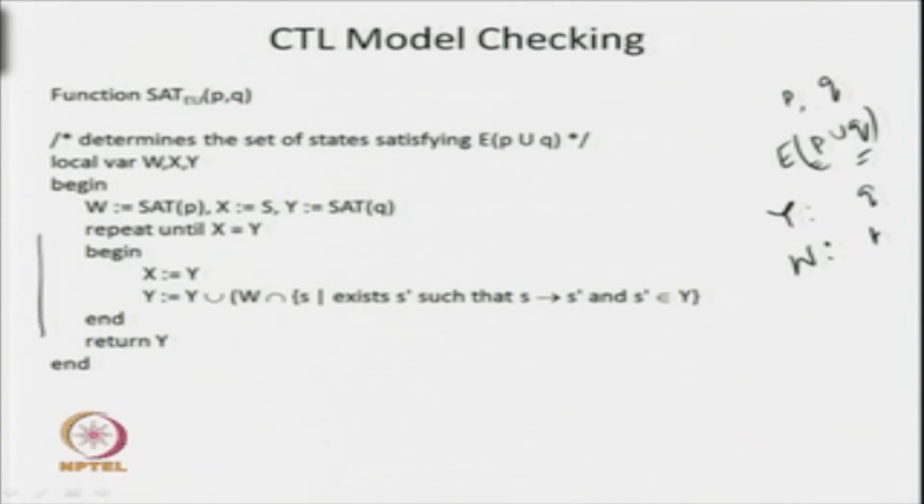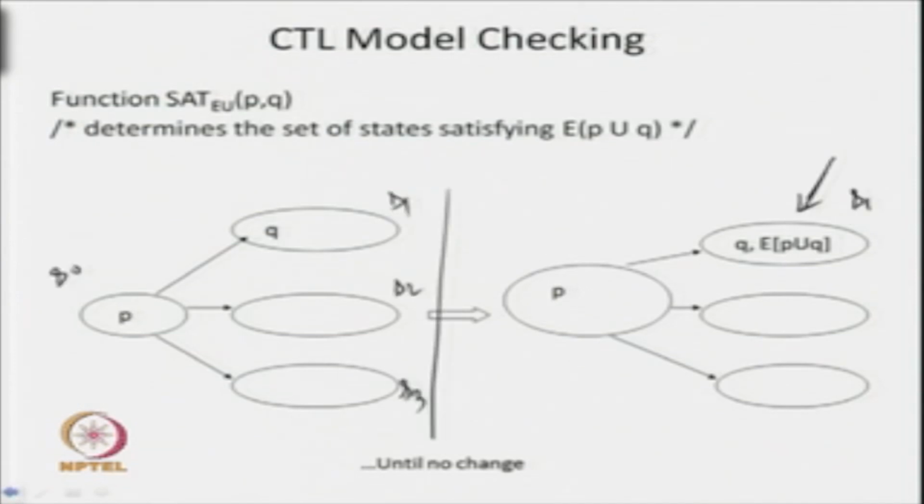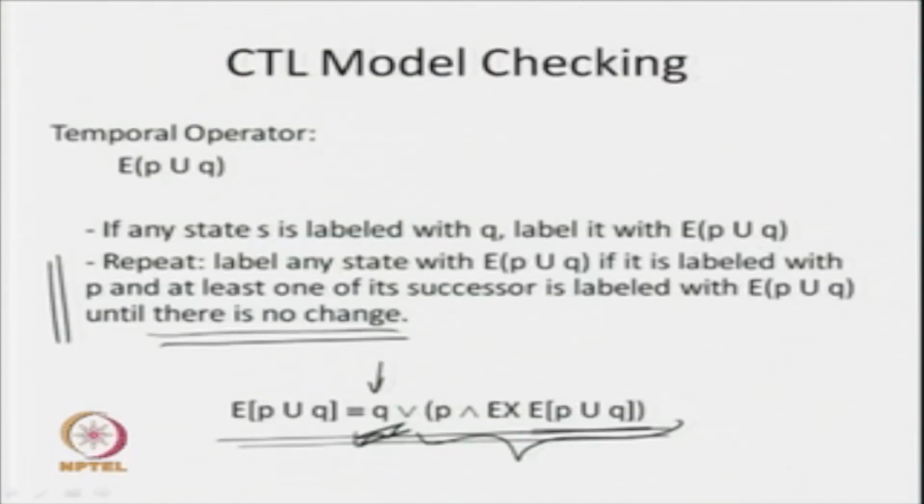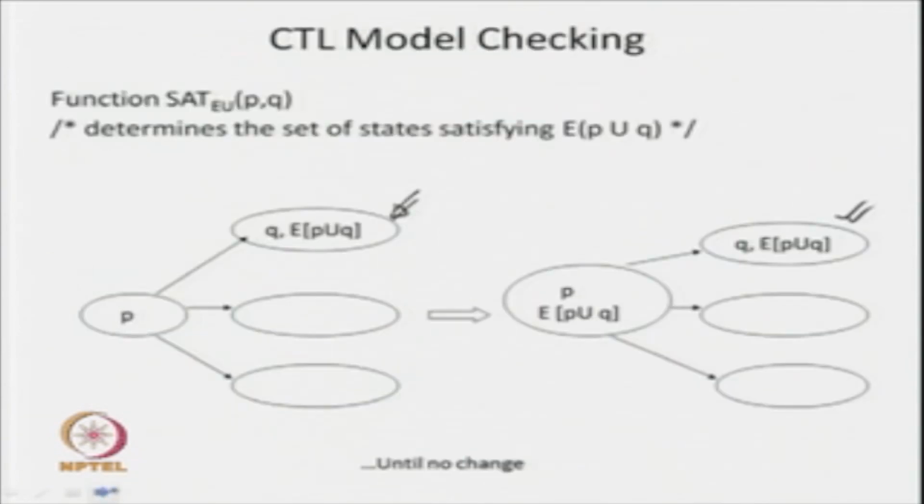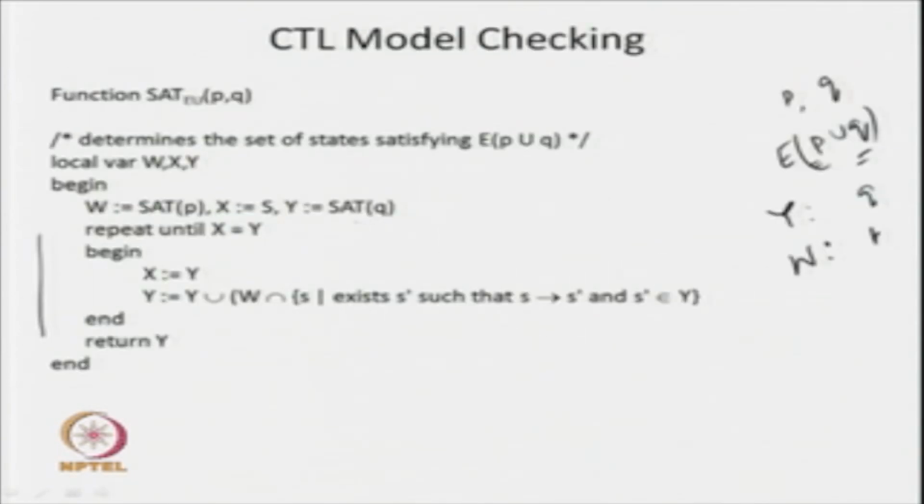Okay. Now, Y is the set of states where Q is true, and wherever Q is true, E P until Q is also true. So, if any state S is labeled with Q, then we label it with E P until Q, and this is because of our definition of semantics, because future includes the present behavior. So, that is why this is the set of states where E P until Q is true.